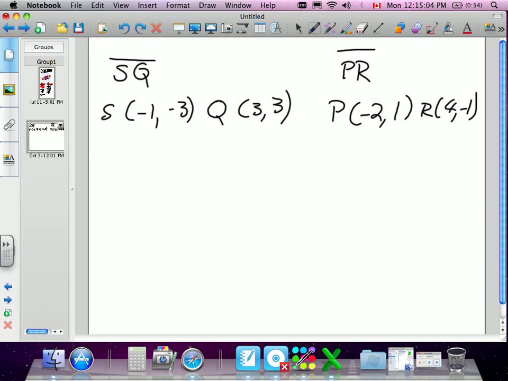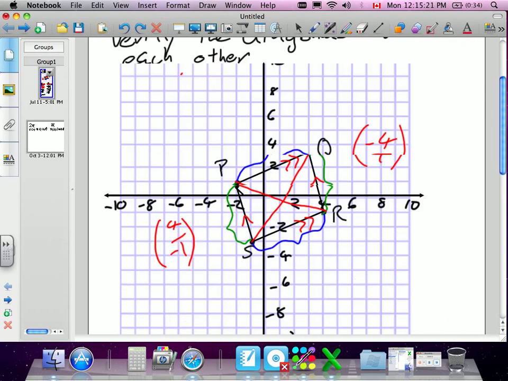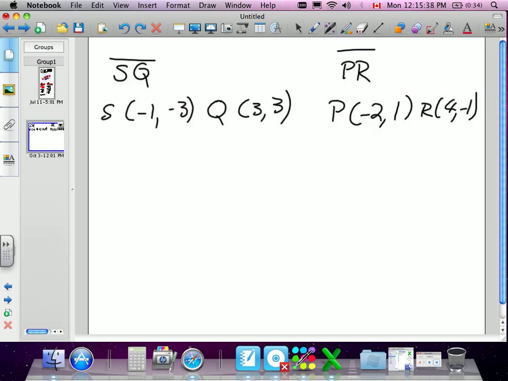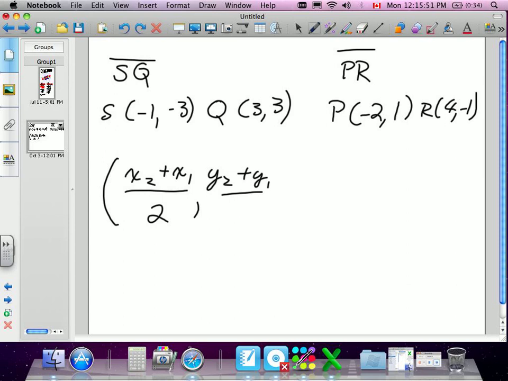So we need to verify that these two diagonals bisect each other. So that means they need to cross exactly at their middles. So the only thing I really need to do is find the midpoints of both of these lines. And if they're the exact same, that means they're going to bisect each other. But if the coordinates of the midpoints differ at all, they don't bisect each other. They're not crossing exactly in the middle. Okay? So let's go back to our midpoint formula. Our midpoint formula, x2 plus x1 divided by 2, y2 plus y1 divided by 2. We use that formula twice.